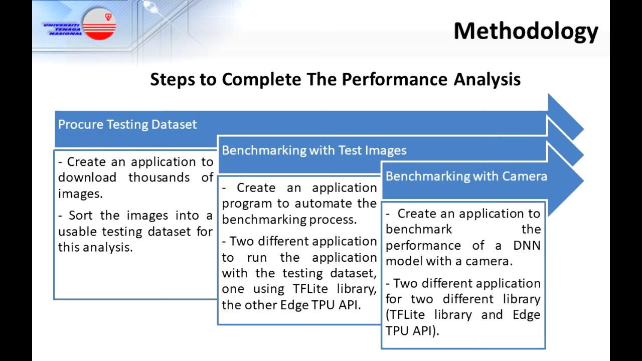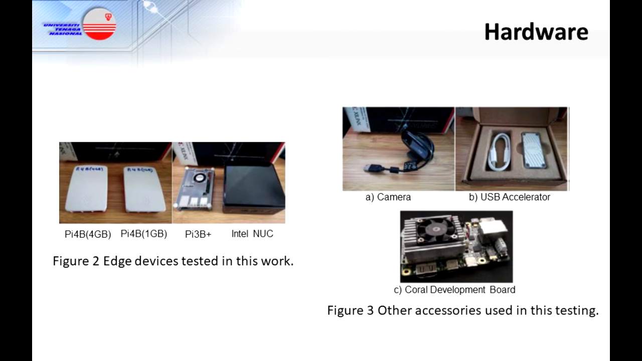Third is benchmarking with camera. Similar to the second stage, we also create an application to benchmark the performance of the neural network model with a camera. These are the hardware used for testing.